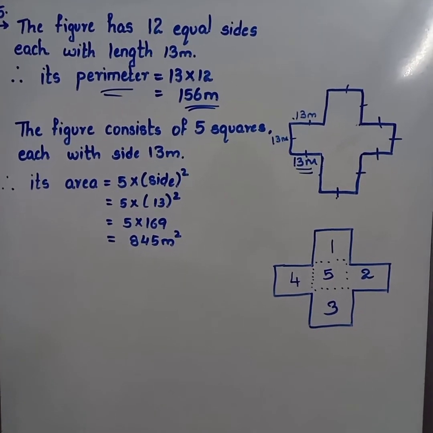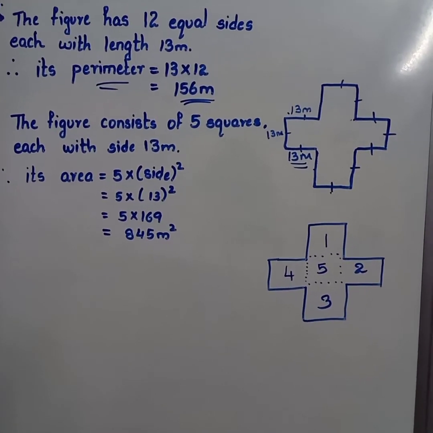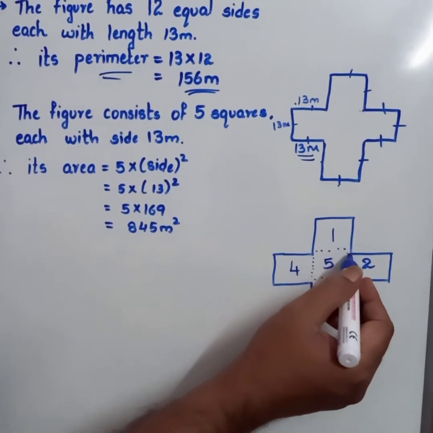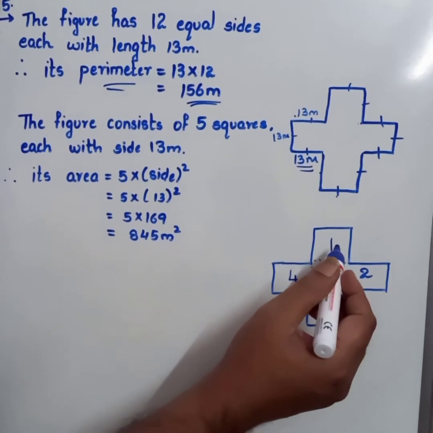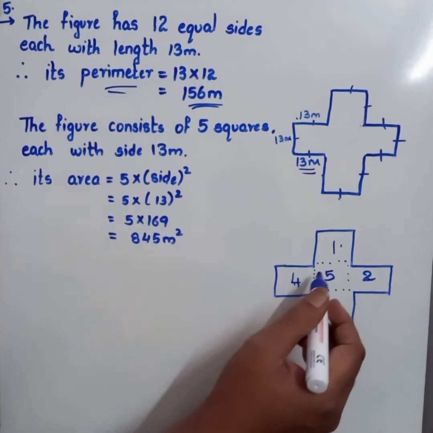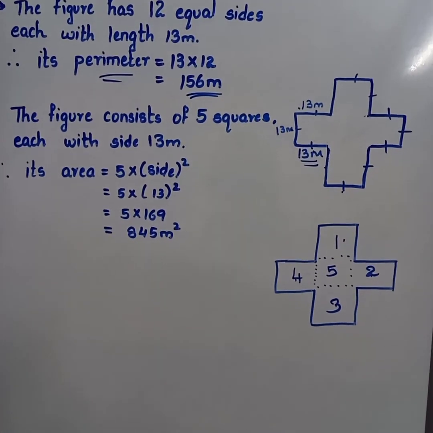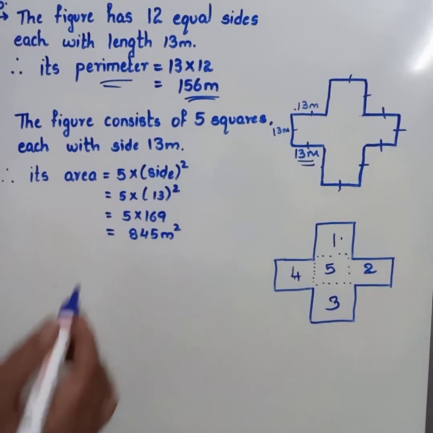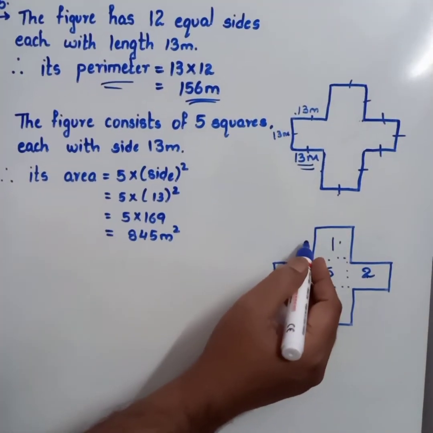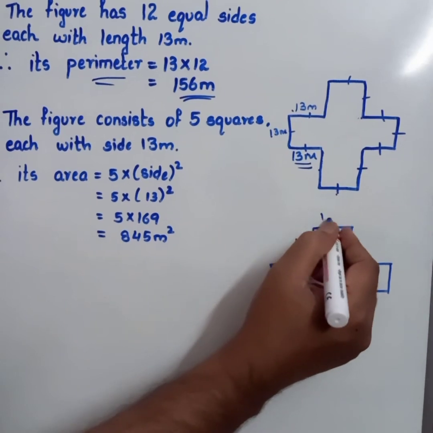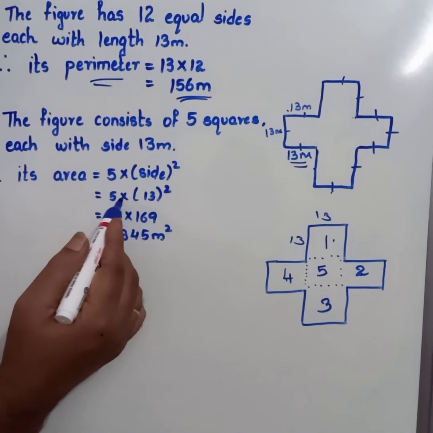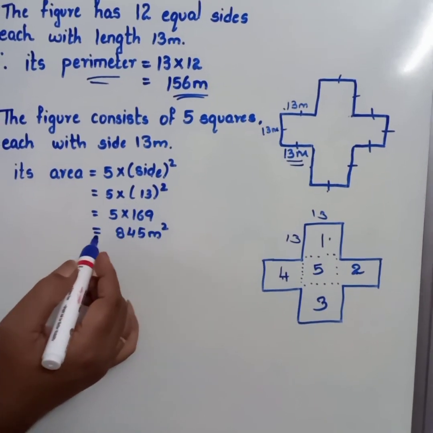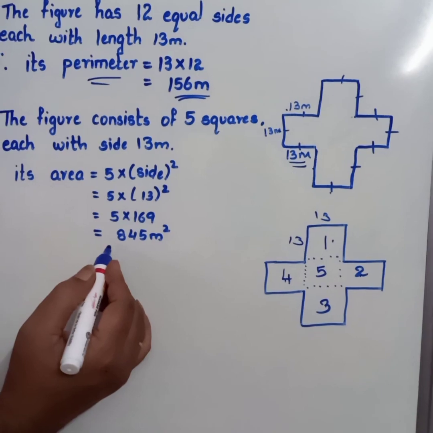Now they have asked to find the area of the garden. If you can see the second figure I've shown in the same one, if you join the dotted lines over here, you can see 1, 2, 3, 4, 5 boxes. 5 squares are there, so equal 5 squares. So the area is 5 into side square. What is that side? We got 13, which is equal. So 5 into 13 square. So it is 5 into 13 into 13, that is 169. 5 into 169, that is 845 meters square.